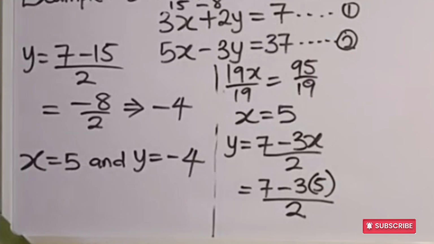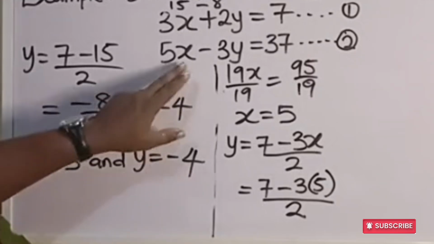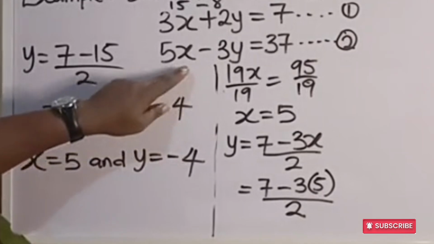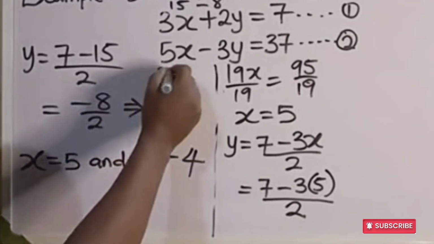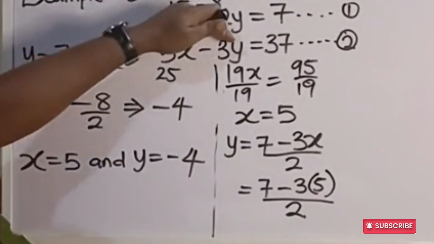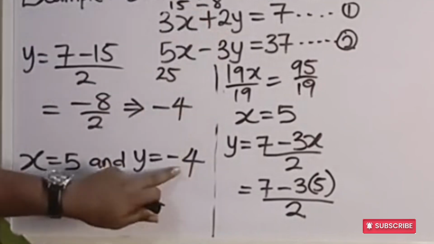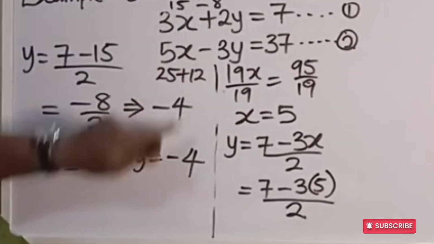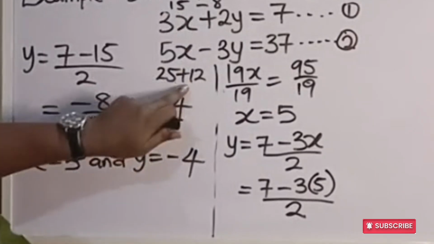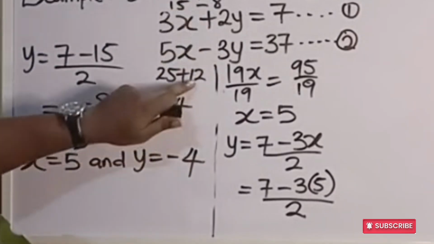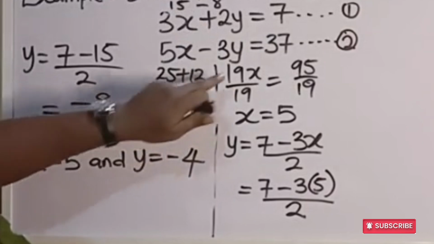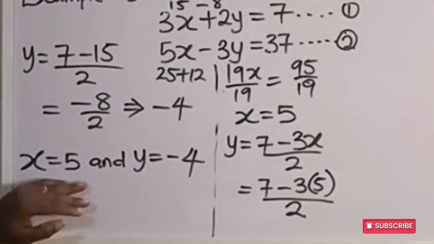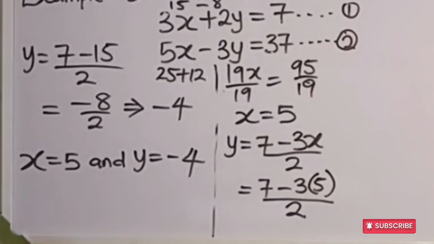So we have to do the same thing for equation 2. So putting it in equation 2, x is equal to 5, we have 25. So here is 25 minus 3y. Minus 3 times minus 4 will give you plus 12, because minus multiplied by this minus will give you plus, and 3 multiplied by 4 will give you 12. So 25 plus 12 will give you 37.